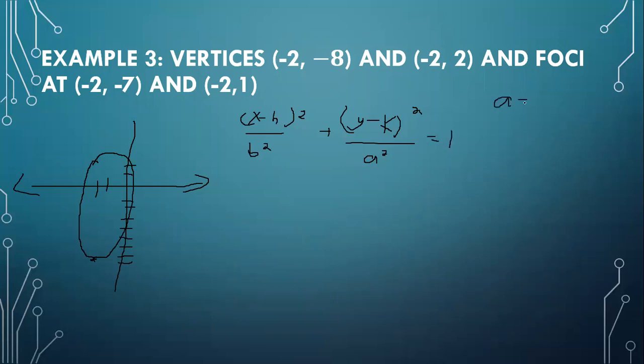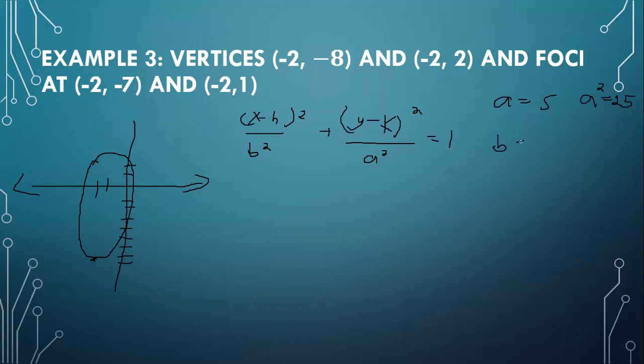Our a is from here. How many steps am I going to make to be at vertex number 2? Okay, from here, 1, 2, 3, 4, 5, 6, 7, 8, 9, 10. 10 divided by 2 is 5. So my a squared is 25.